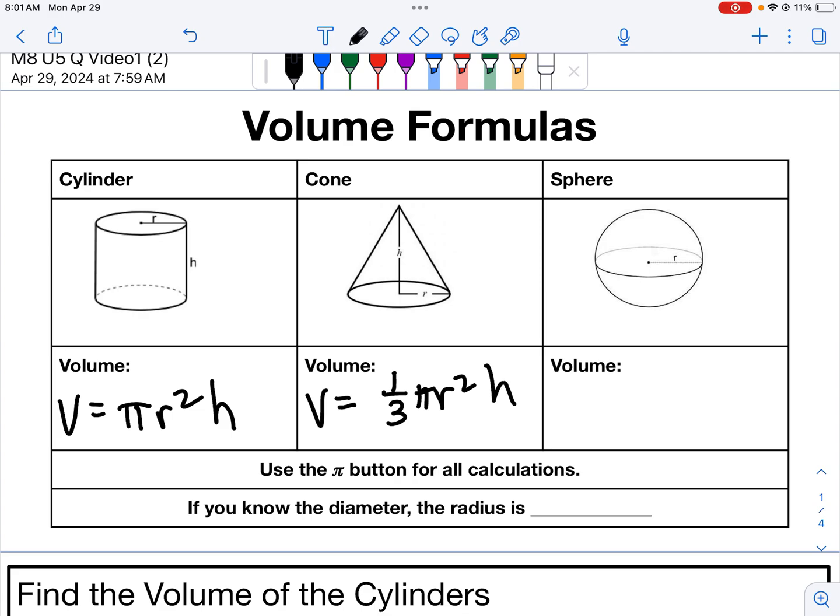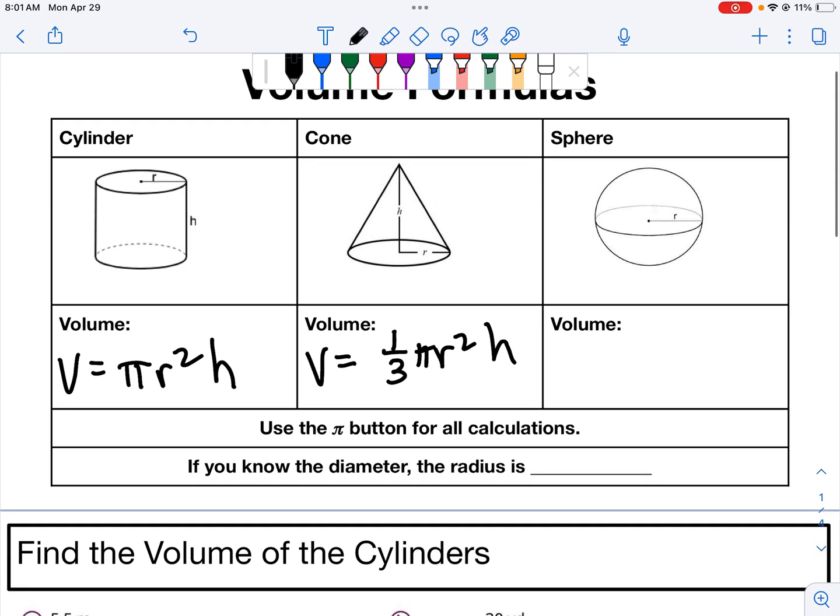What is interesting about the volume of a cone and a cylinder is that it's related. If you have the same size base, meaning the same size circle, and the same height, the volume of the cone is 1/3 the volume of the cylinder. And then the volume of a sphere is 4/3 pi r cubed.